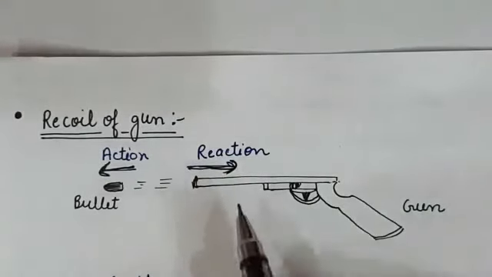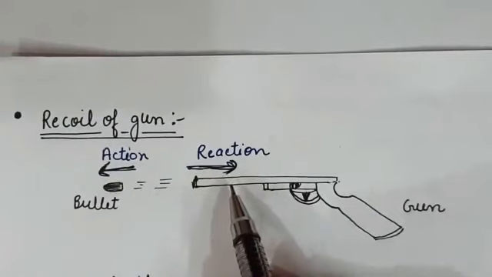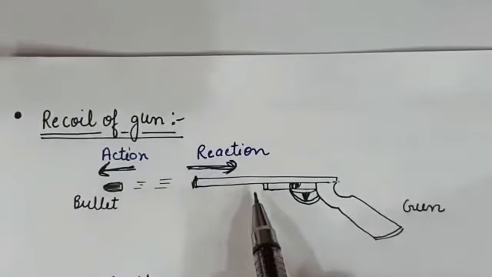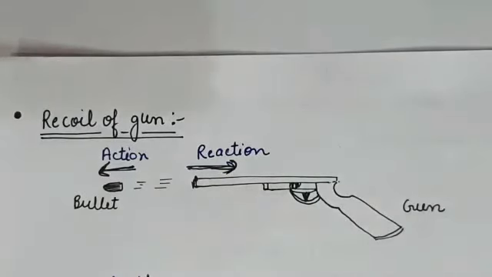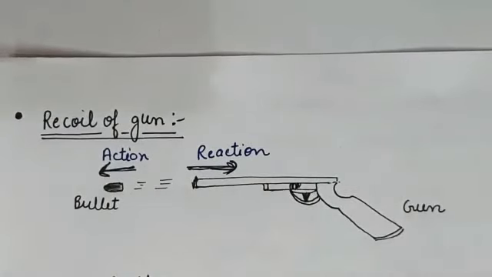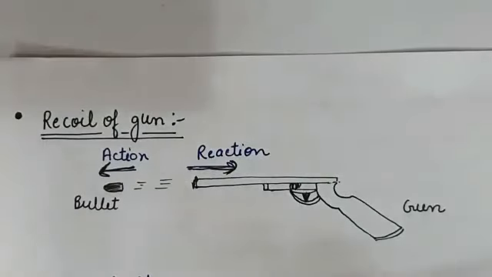In the first case, the gun was exerting force on the bullet. In the second case, the bullet is again exerting an equal and opposite force on the gun. So this is the reaction force. That's why this is called recoiling of the gun, meaning the backward movement of the gun. That is recoiling. Clear?